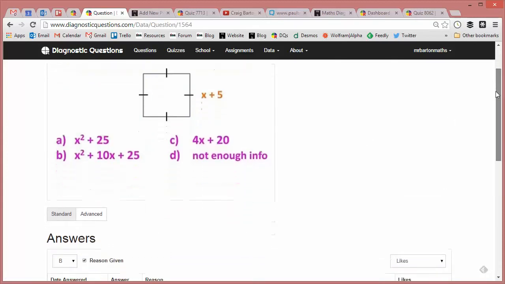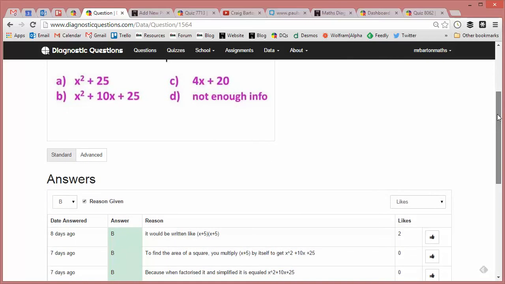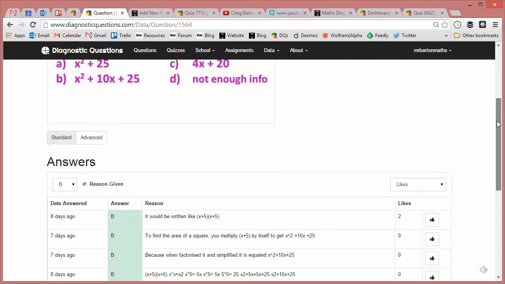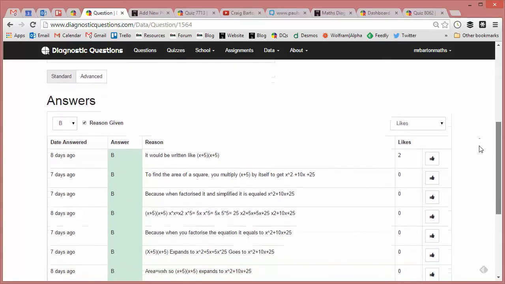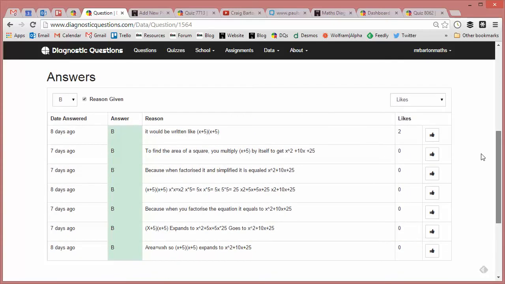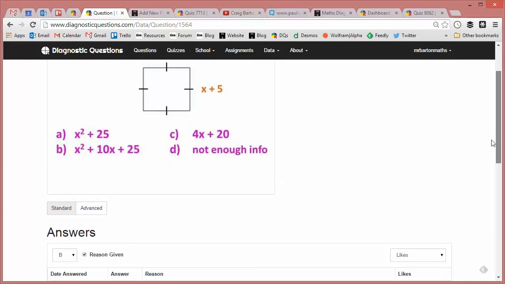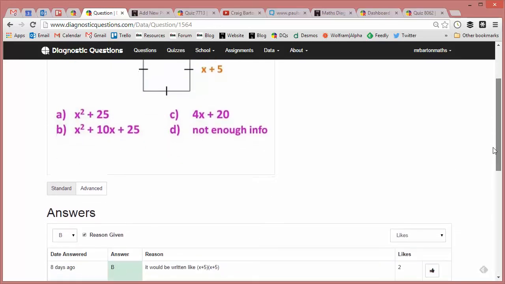Now straight away, by default, this takes you to all the correct reasons for the correct answer that have been given. So the correct answer here is B, which is x squared plus 10x plus 25, and here are some of the reasons that students around the world have given for that answer. I like that one. Very simple. It would be written like x plus 5 times x plus 5, so straight away knowing that double brackets are involved. I also like these far more detailed ones. What about that one? x plus 5 times x plus 5 expands to x squared plus 5x plus 5x plus 25, which goes to x squared plus 10x plus 25. Beautiful explanation.